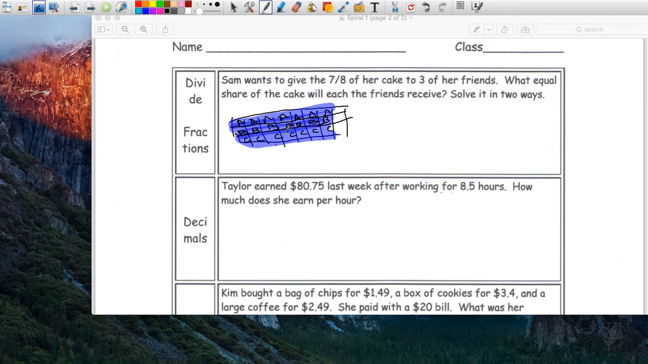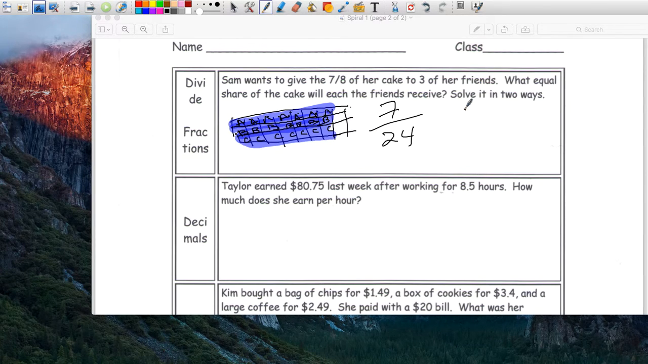So friend A, B, or C, they each will get, let's see, 1, 2, 3, 4, 5, 6, 7. 7 out of how many total? Well, there's 1, 2, 3 going up, and then 1, 2, 3, 4, 5, 6, 7, 8, so 24. Remember, you have to count these white ones too. So each friend gets 7 out of 24.